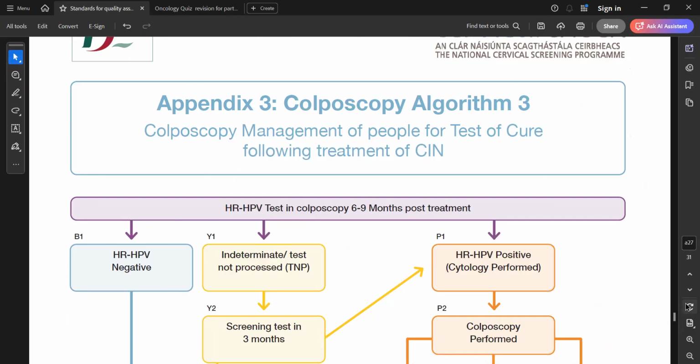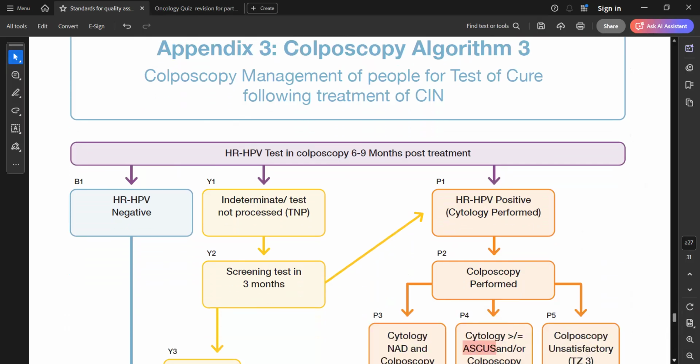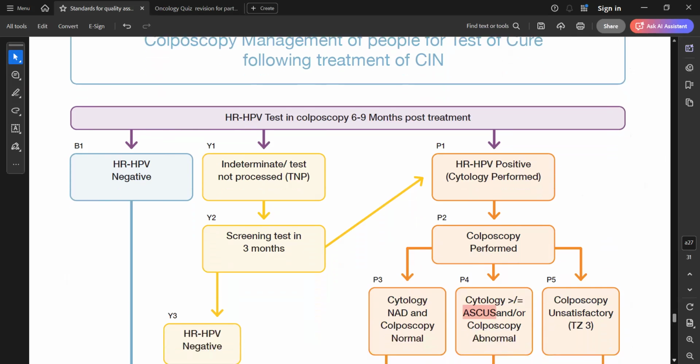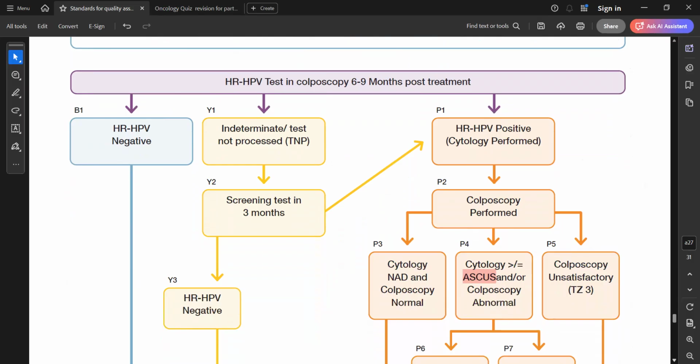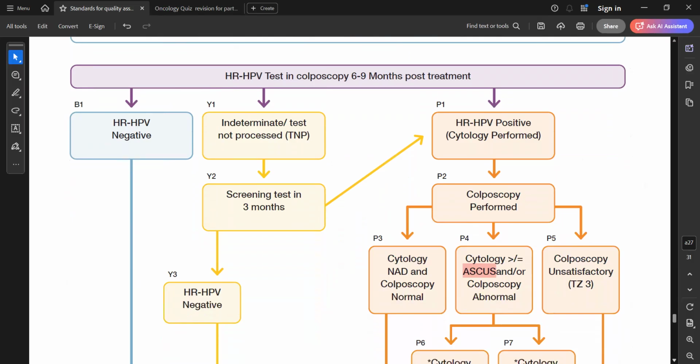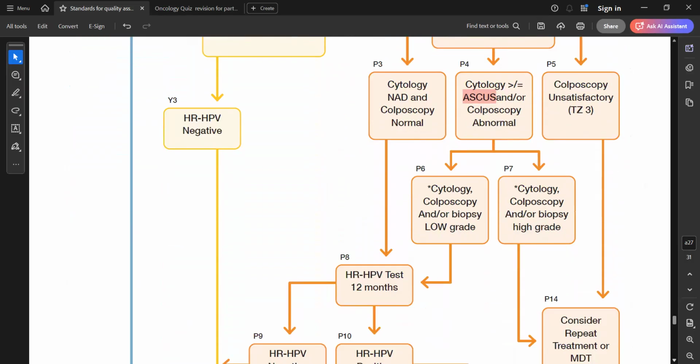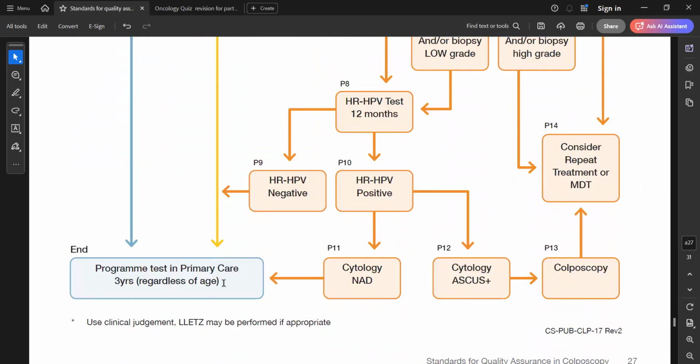Test of cure is, again, HPV testing first. Okay, and then if it's positive, I'm going for colposcopy. And according, again, to the colposcopy results, I'm going to make up my mind if this patient is cured or she still needs more and more follow-up. If the HPV is negative, recall her after 3 years.